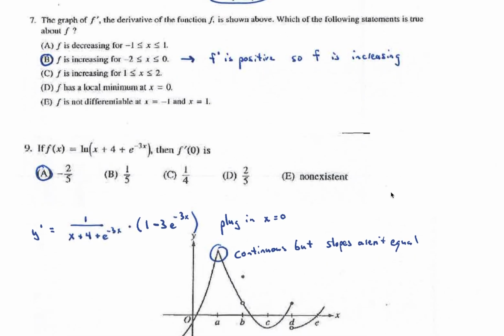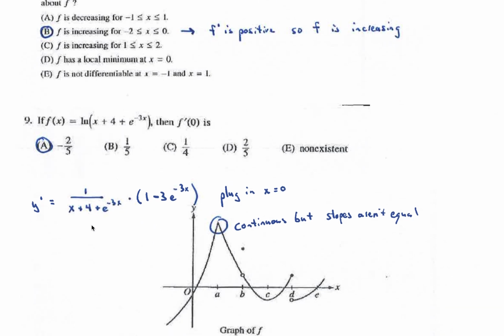F prime of 0, it looks like I'm just going to take the derivative of this logarithm and then plug in. Here's the derivative, right? The derivative of a logarithm is 1 over u times u prime. This is the derivative of the inside.